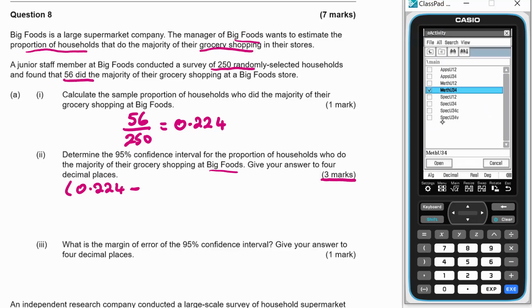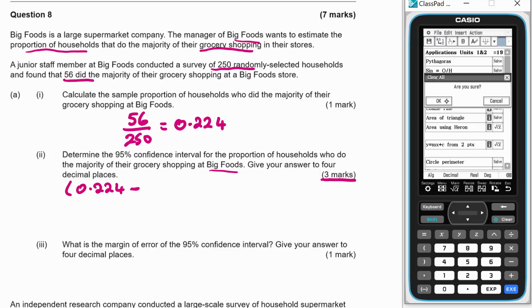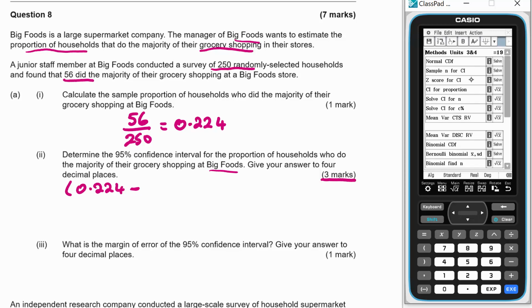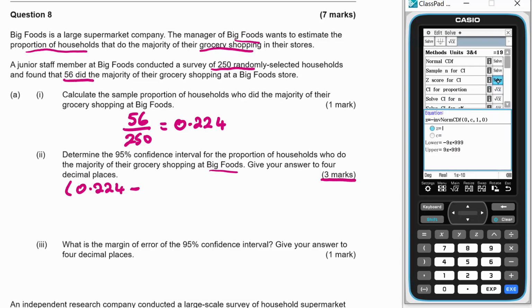So I'm going to go to Math 3-4, and z-score for confidence interval. If our confidence interval is 0.95, solve for z, and it's 1.96. So it's going to be 1.96. Obviously, giving answers to 4 decimal places, I'd use more than the 1.96.